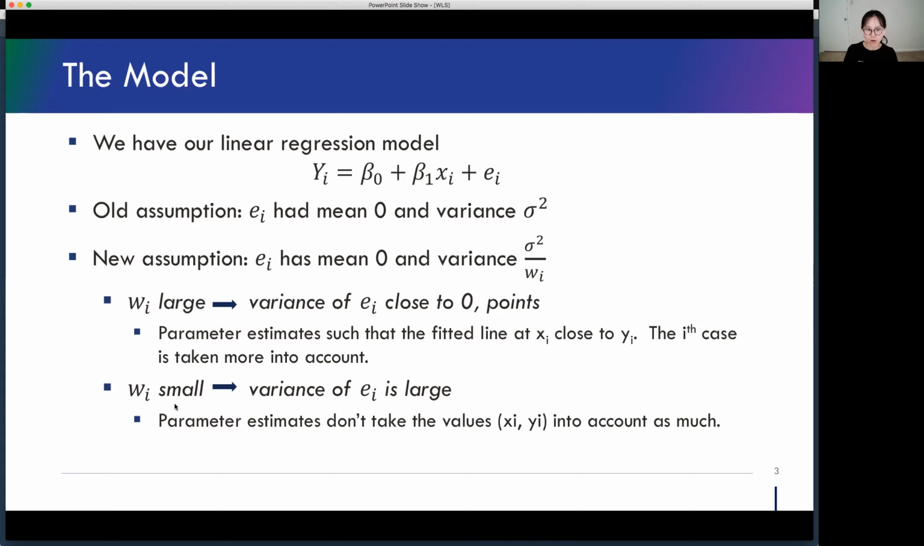So when the weight is small, again, as a denominator, when we have a small denominator, the whole variance sigma squared over w_i is large. So when we fit the model and get our parameter estimates, we do not really take this point into account as much because it has a smaller weight. And so this is the background information when we have a large or small weight for each of our cases.